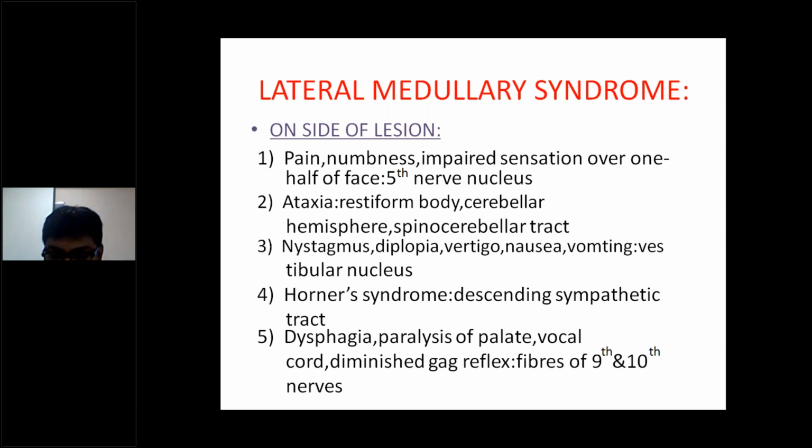Dysphagia, paralysis of the palate, vocal cord, and diminished gag reflex are due to the 9th and 10th nerves. These are the clinical features of lateral medullary syndrome on the side of the lesion. If the left lateral medulla is affected, we will see pain and numbness on the left side of the face, ataxia on the left side, nystagmus in the left eye, Horner syndrome with meiosis in the left eye, dysphagia, and paralysis of the palate on the left side.